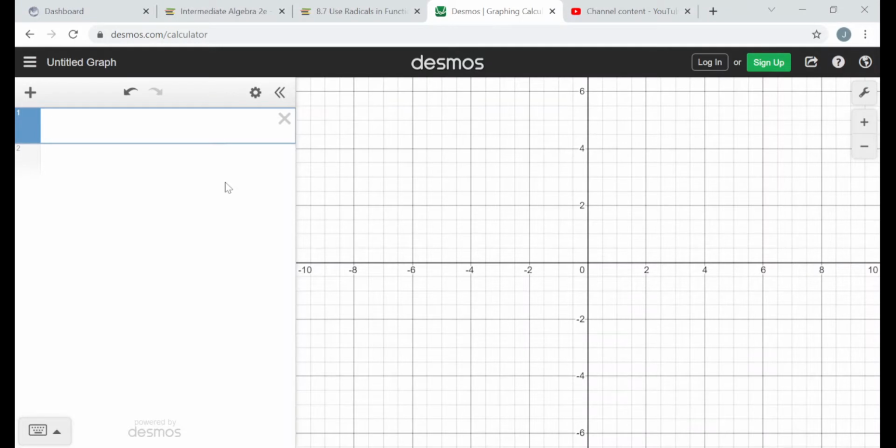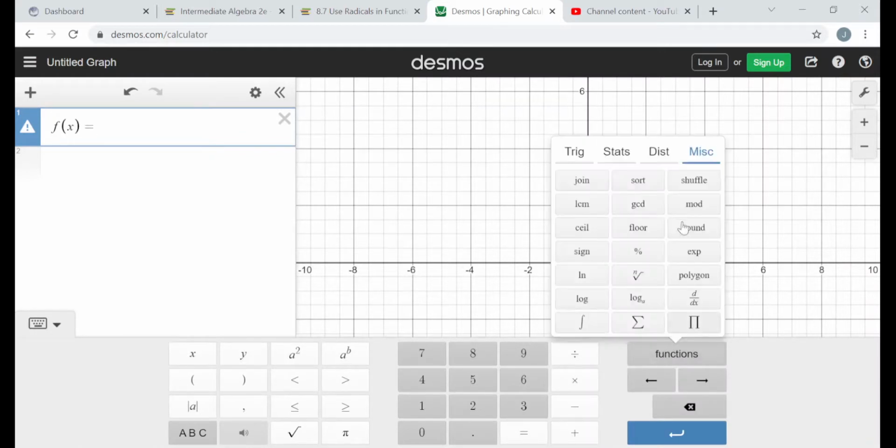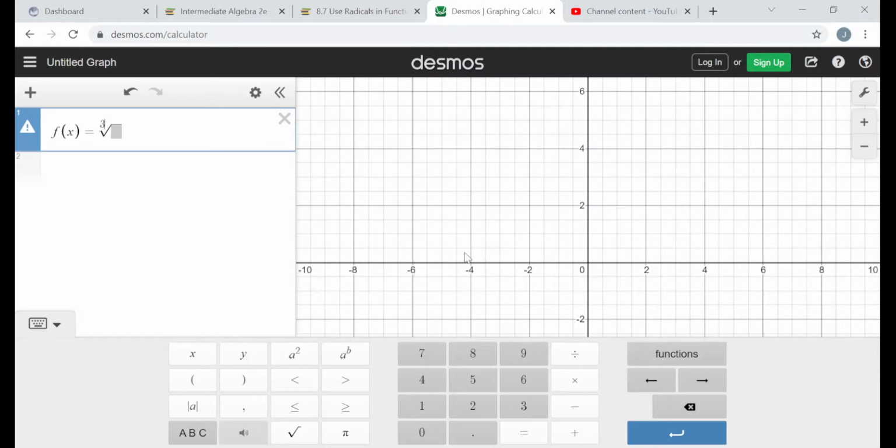We have f of x equals. Now, if you want to put in the cube root symbol, you have to bring up the keypad, go into functions, and then miscellaneous functions. Got the nth root thing here, and then you enter 3 for the index for the cube root. I got cube root of x minus 1.